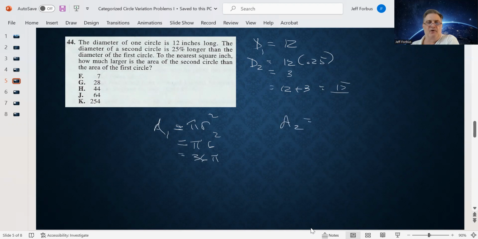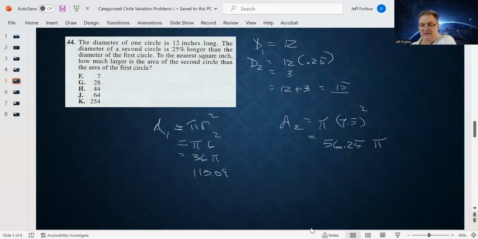Area 2, the larger one. The diameter is 15, so the radius is half of that. So we're going to say pi times 7.5 squared. Now 7.5 squared is 56.25 pi. Now, go ahead and multiply both of these by pi, and we're going to get like 113.09. And 56.25 times pi is going to give us something like 176.71.